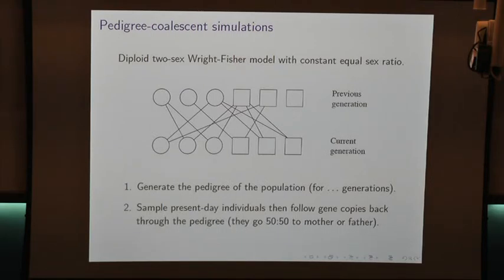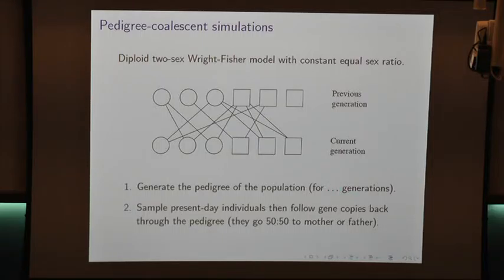What I want to do next is show you some results of simulations for a diploid two-sex Wright-Fisher model. And that is just a model with complete random mating. That's the Wright-Fisher part. And I am assuming a constant equal sex ratio. So here's a little toy example with three females and three males. And the way the simulations work is I go across the population and pick two parents, one female and one male, one mom and one dad, completely uniformly at random, from the previous generation. And I do that for some number of generations, potentially a very long number of generations.